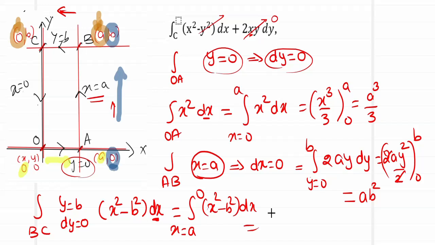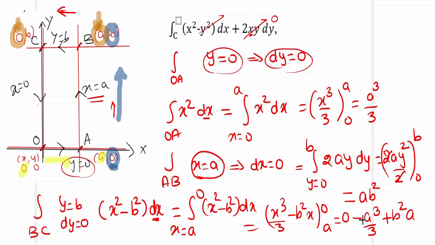So this will give me x cube divided by 3 minus b square times of my x between the limits 0 and a. When I apply the upper limit will become 0 minus lower limit will become a cube divided by 3 and minus of minus will become plus b square times of a. So I am done with the third curve. OA is over, AB is over, BC is over.